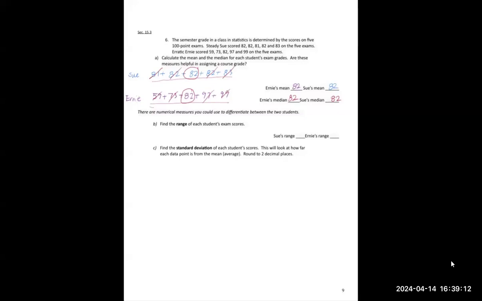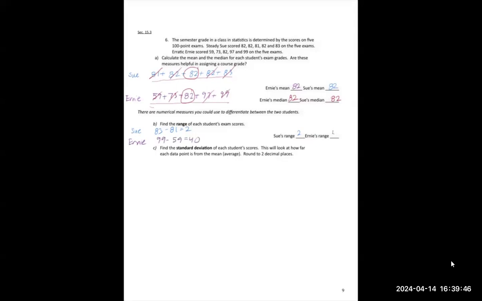So they want us to find, that's the next parts here. It says in part B, find the range for each student's scores. So let's work with Susie. Her range is her largest data value, which is 83, minus her smallest, which is 81. So her range of data was 2. Ernie, his largest was 99 and his smallest was 59. So his range was 40.